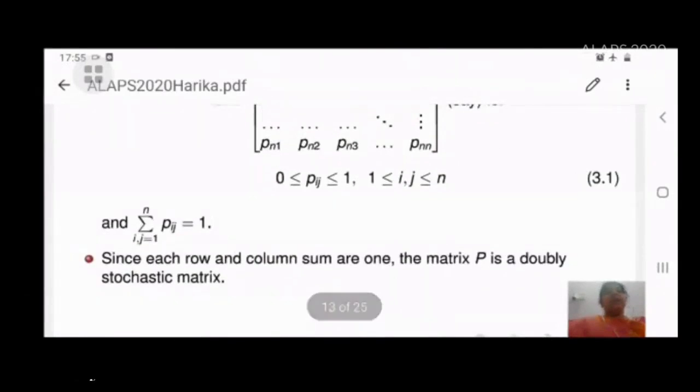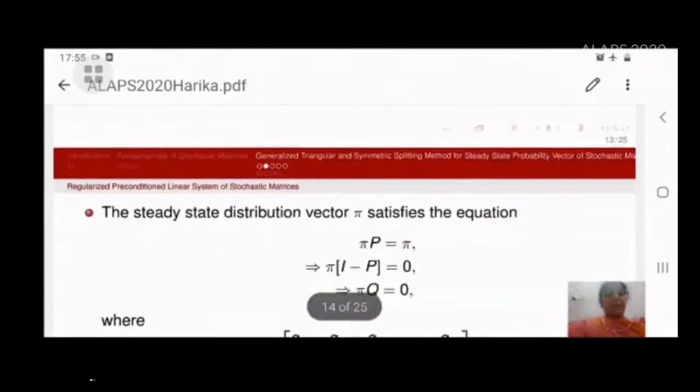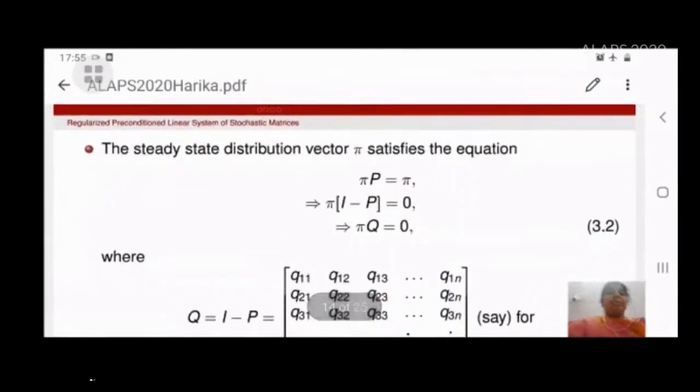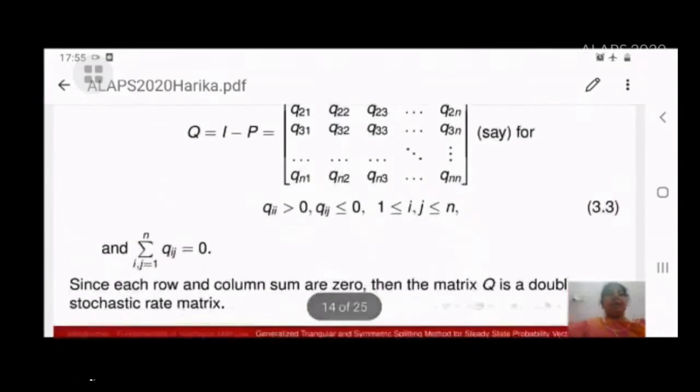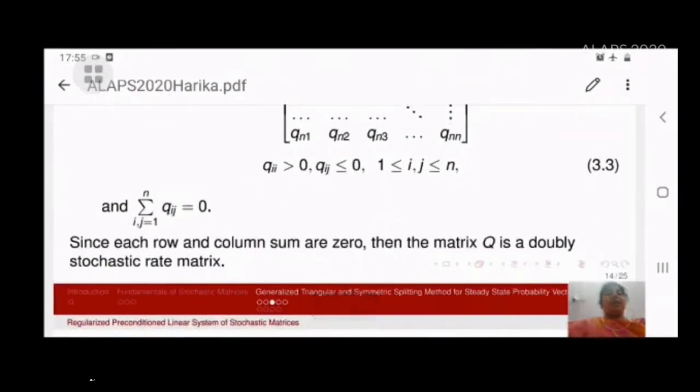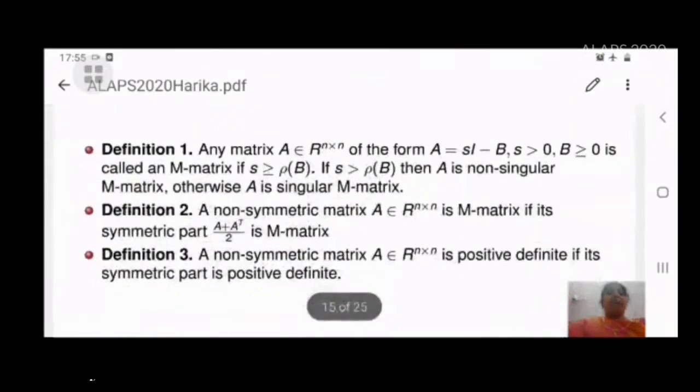If the sum of each row in P and the sum of each column in P is 1, then this matrix is also called a doubly stochastic matrix. The steady-state distribution vector pi satisfies the equation pi times P equals pi. That implies pi Q equals 0, where Q is the matrix. In this matrix, if each row sum and each column sum is 0, then Q is a doubly stochastic rate matrix.